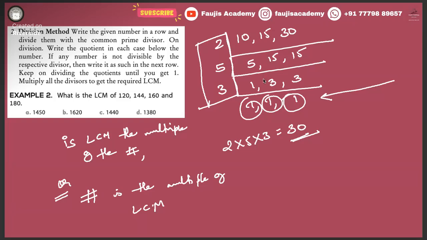Ashwata, what do you think here? What do you think here, Ashwata? Don't think anything? Manushri, what do you think? The LCM is the multiple of the number.